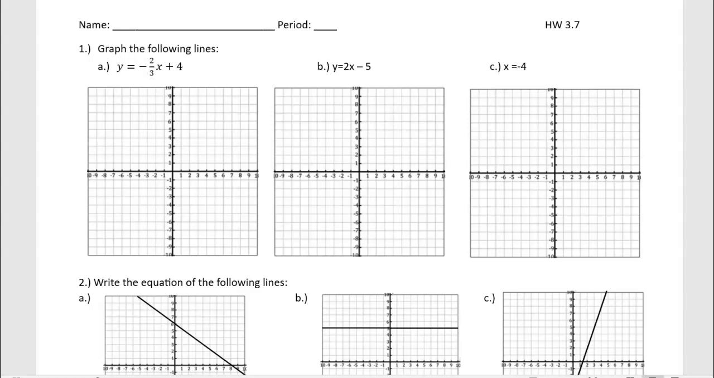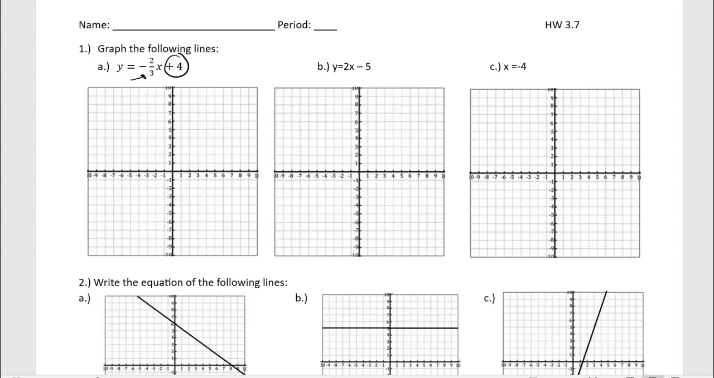Right, I wanted to go over the answers to this homework. This was all about graphing lines and knowing equations of lines and then writing the equations of lines given a slope and a point or 2 points. So you need to remember when you're graphing, this is going to give you your y-intercept, and this tells you how to go away from your y-intercept using your slope.